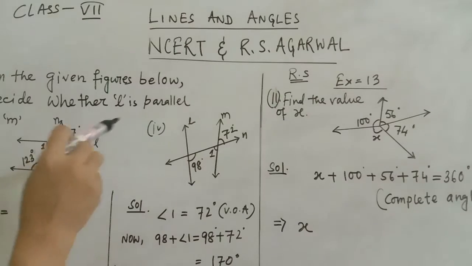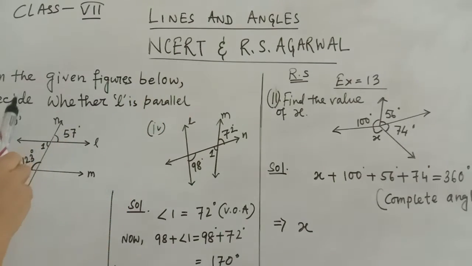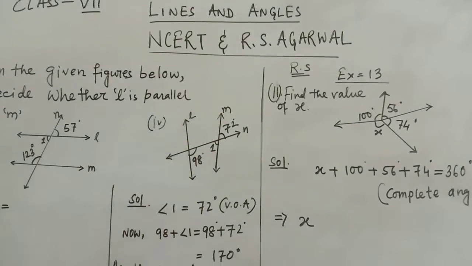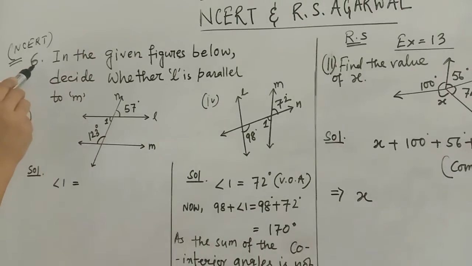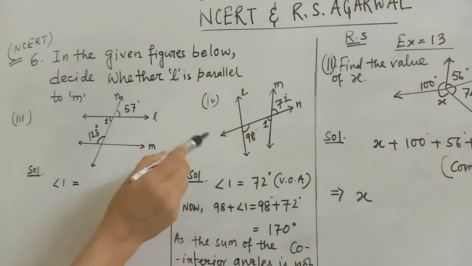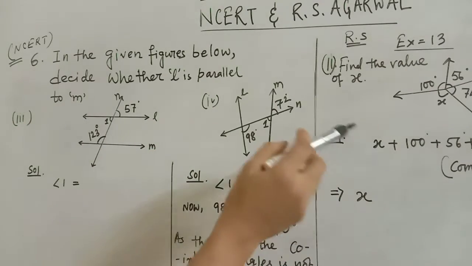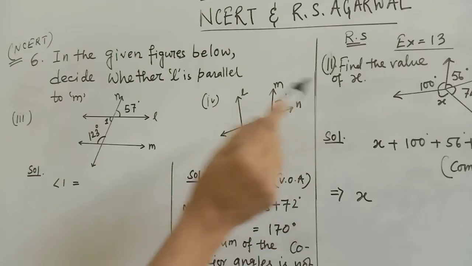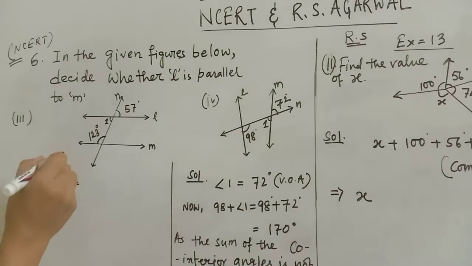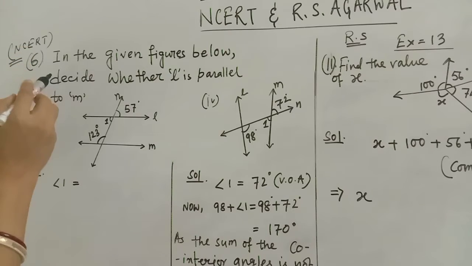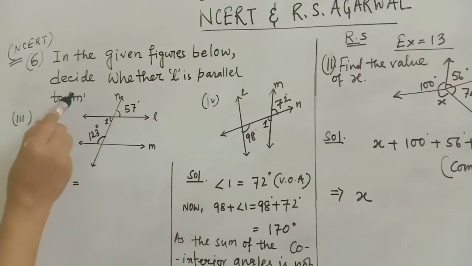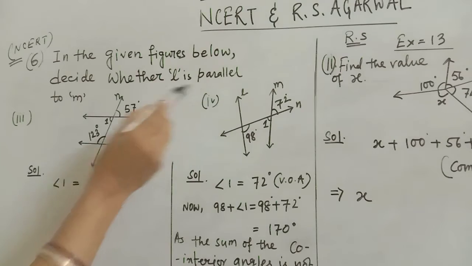Today we will do lines and angles, the last part from the NCERT book, and a few sums from R.S. Agrawal. From the NCERT book we will do questions number 6, 3 and 4, and then we will do a few sums from exercises 13 and 14 from R.S. Agrawal. Now in question number 6, in the given figure below, decide whether L is parallel to M or not.